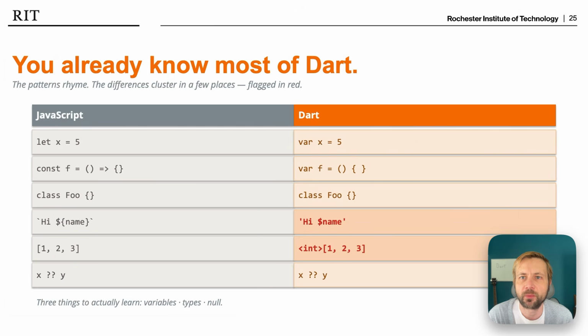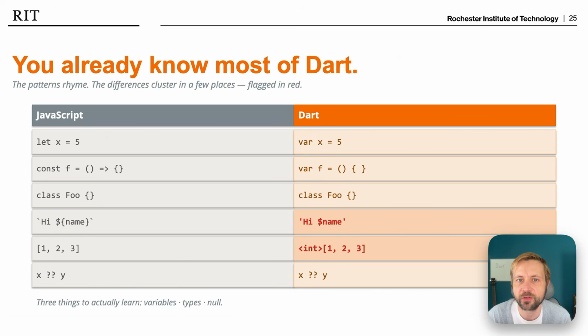Here's the whole story on one slide. On the left, the JavaScript you already write. On the right, the Dart equivalent. Look how much lines up. Arrow functions, identical. Classes, basically the same. Loops, conditionals, the math, all the same.